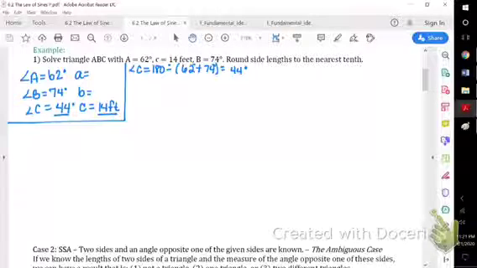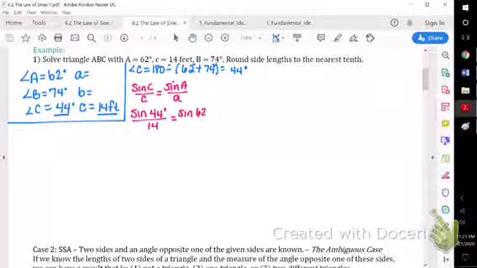So I'm going to use the formula, and I'm going to change colors here. I'm going to use the formula that sine of angle C over side C equals, and let's find side A first, so sine of angle A over side A. So I'm going to plug in what I know. Angle C is 44 degrees. Side C is 14. Angle A is 62 degrees, and we're looking for side A. So we're just going to cross multiply, and then we're going to divide by what's left here.